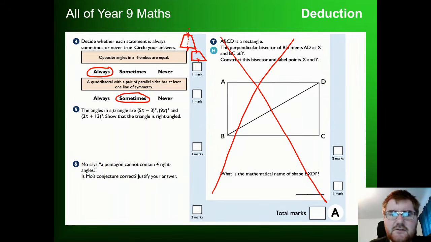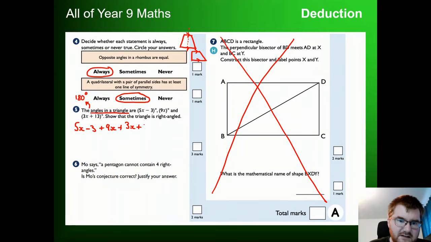Question 5, so the angles in a triangle are 5x minus 3, 9x, and 3x plus 13. Show that the triangle is right-angled. Now, this is a harder question because it doesn't really tell you what to do. Generally, whenever you have x's in a question, you want to work out what that is. So, angles in a triangle, we know this as a fact that they add up to 180 degrees. So if we add together all these angles, they should equal 180 degrees. That means that 5x minus 3 plus 9x plus 3x plus 13 equals 180. And now we just need to simplify this, so collect up those like terms.